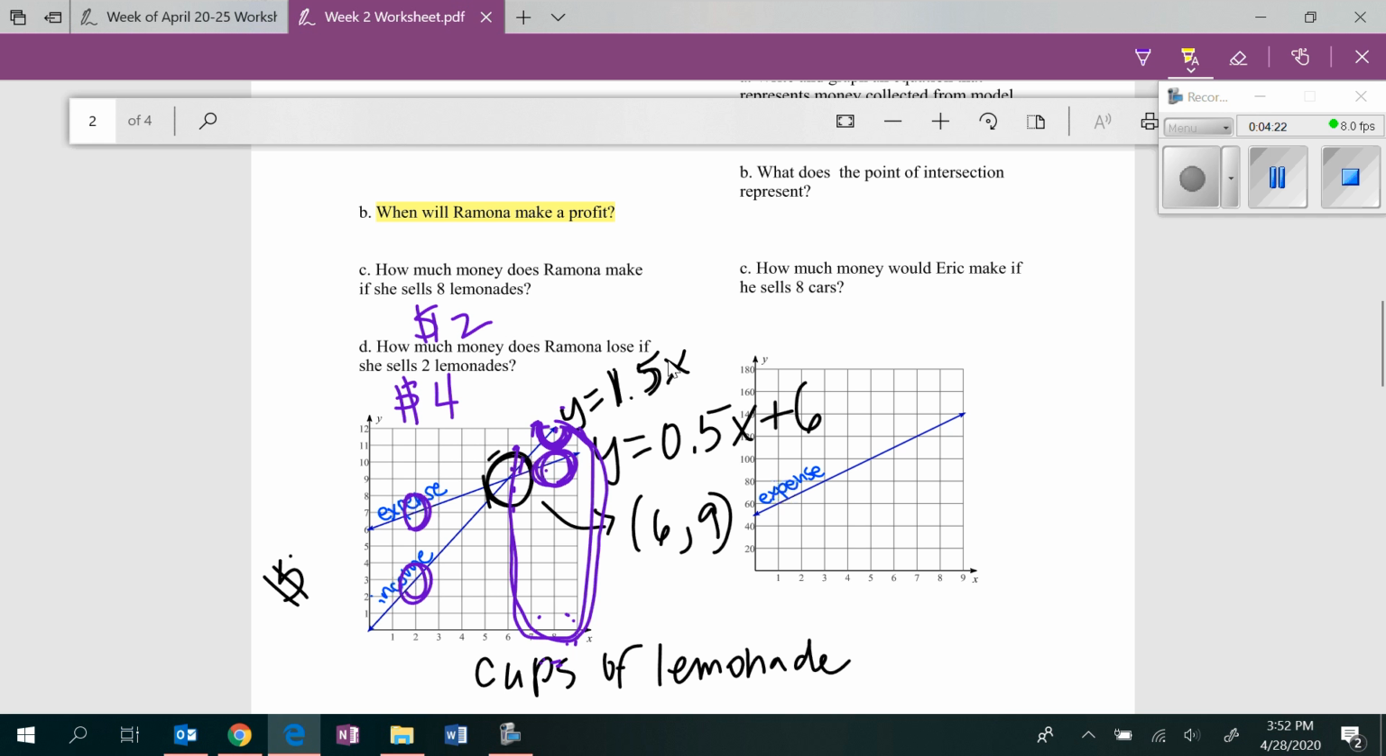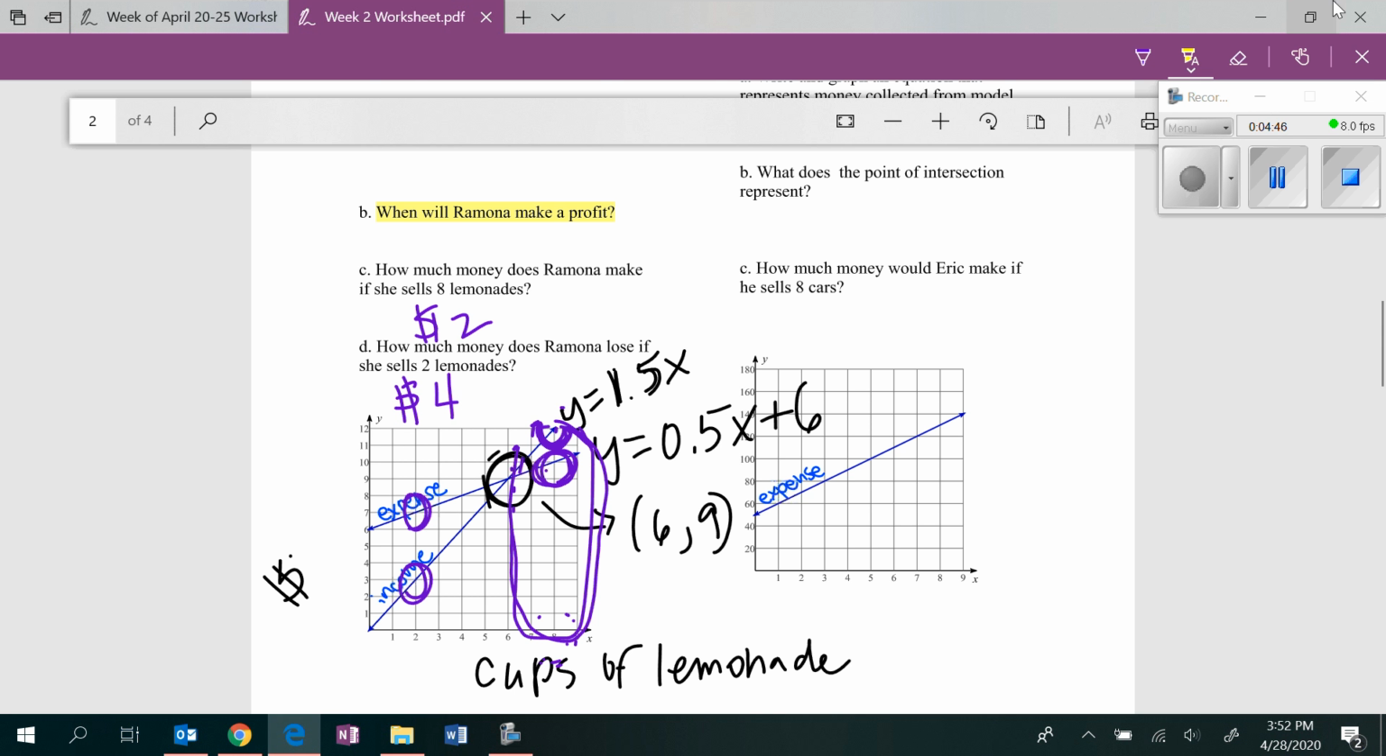And then how much money does Ramona lose if she sells just 2 lemonades? So 2 cups of lemonade, she's only going to get $3 for that, but she's going to have to pay $7 to make 2 cups of lemonade. So we take 7 minus 3, and we get $4 of deficit.